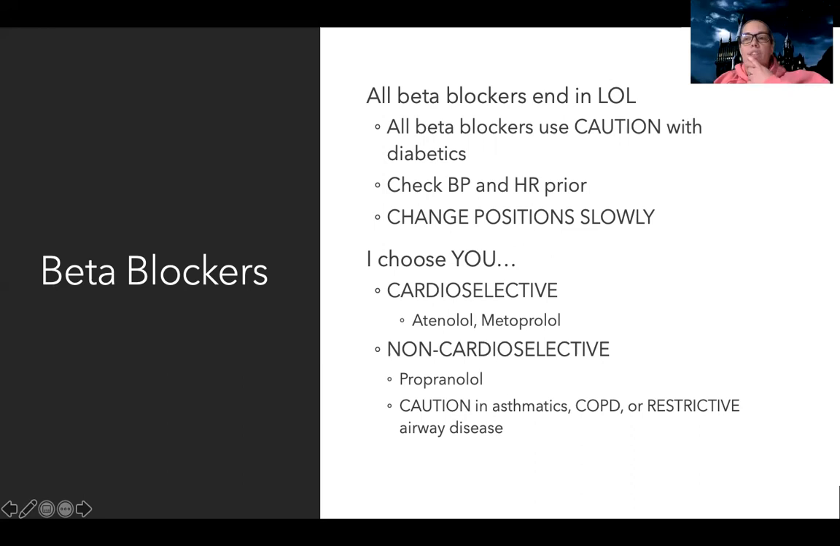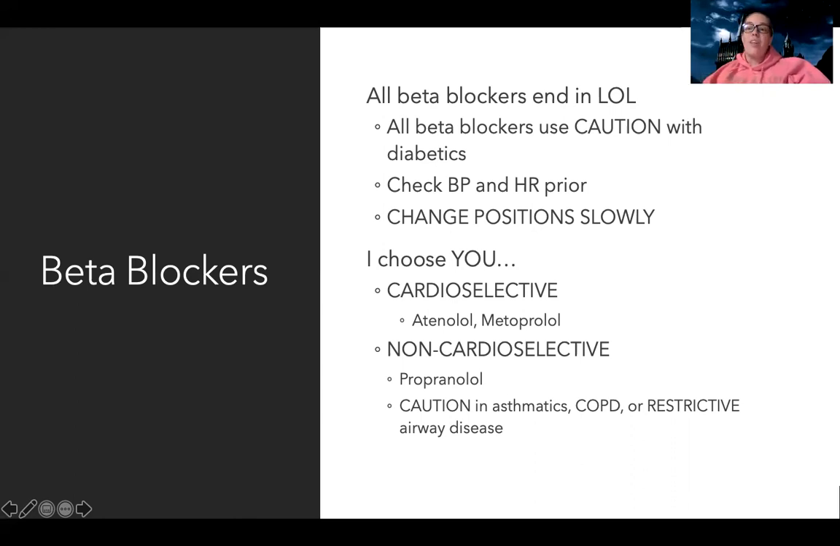So for beta blockers, you have cells in both your heart and your lungs, and because of that, we can have selective and non-selective beta blockers. And all this really means is what cells are they really focused on? So there's what's called cardioselective, which means these are really focused on just the cells that work in the heart. Which is really good if I have a problem with my blood pressure, things like that, I want it to be really focused. So that's what atenolol and metoprolol are.